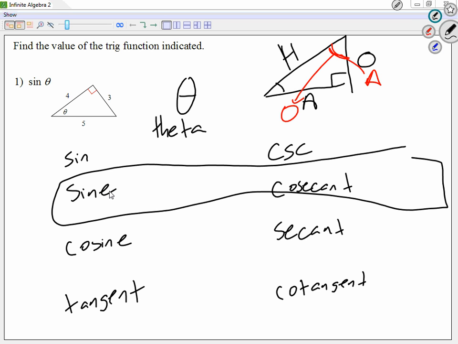Now sine, you guys have seen on my wall, SOHCAHTOA. So sine is going to be opposite over hypotenuse. That's why I call it so. Now cosecant is the reciprocal of it. So it's going to be hypotenuse over opposite.